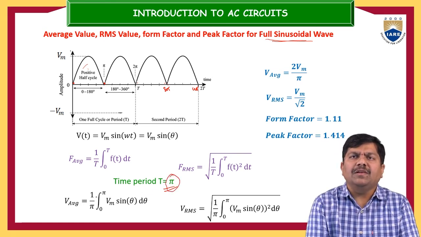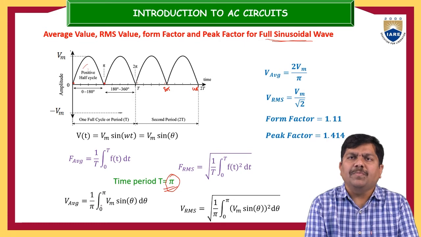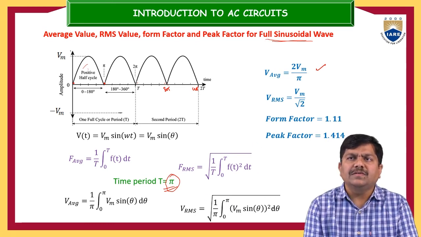So the average value is 1 by pi, integration over 0 to pi, V max into sine theta d theta. So V maximum by pi into minus cos theta, and just now you can see it is 2 V maximum by pi. Similarly, for the RMS value, it is 1 by pi, integration of 0 to pi, V max into sine theta, whole square, into d theta. Here, this whole square is for the whole function.